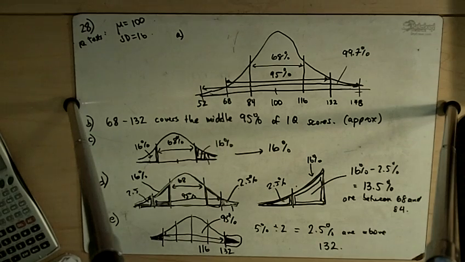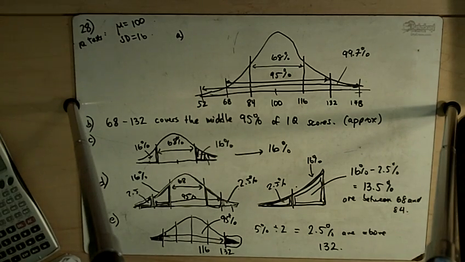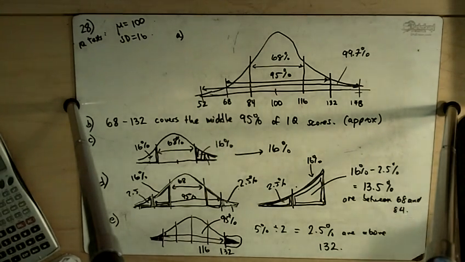And again, all of these are approximate. The exact numbers are just off by a slight amount, but all of these are just asking for above and abouts, and these are based on the 68, 95, and 99.7 rule. And that's it for problem 28.